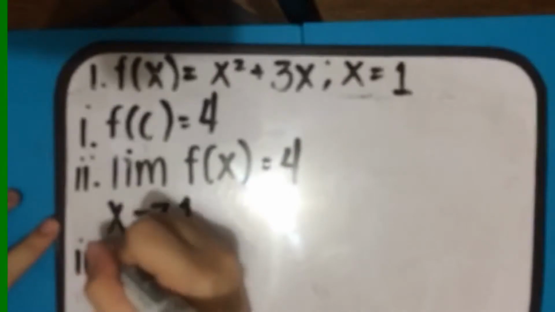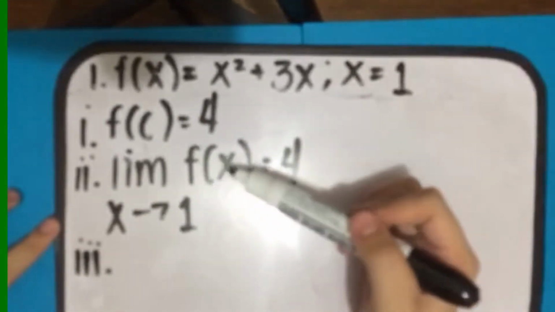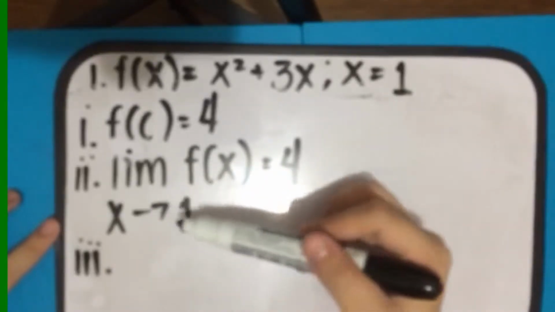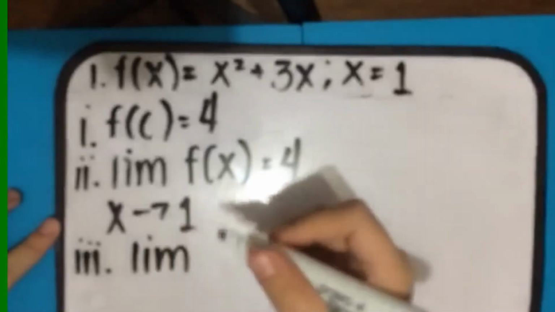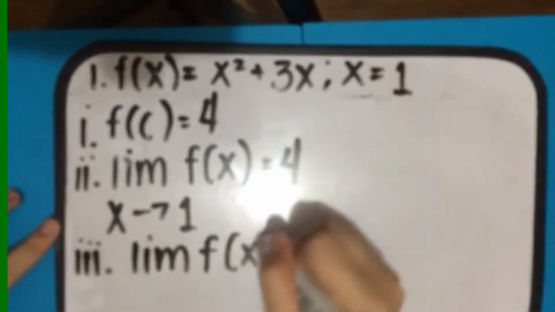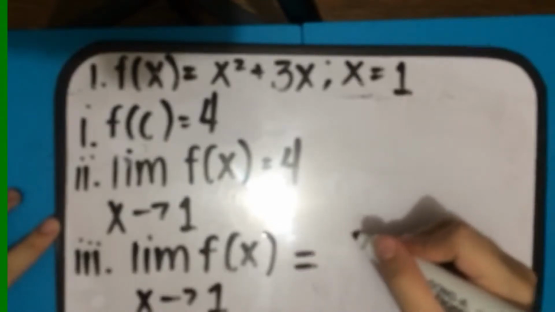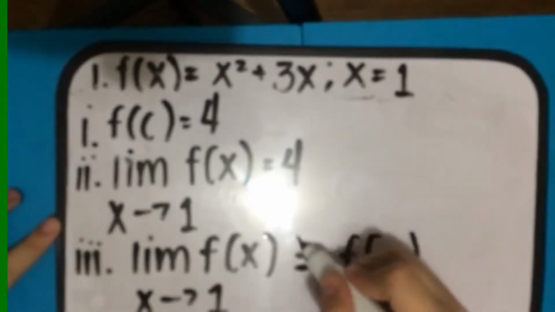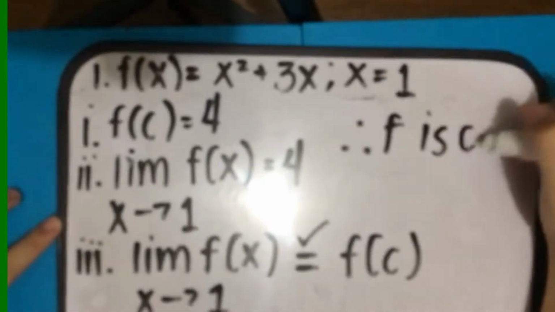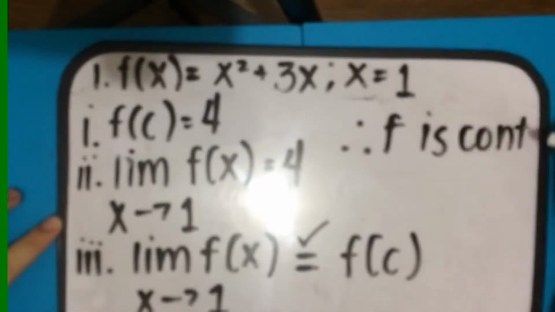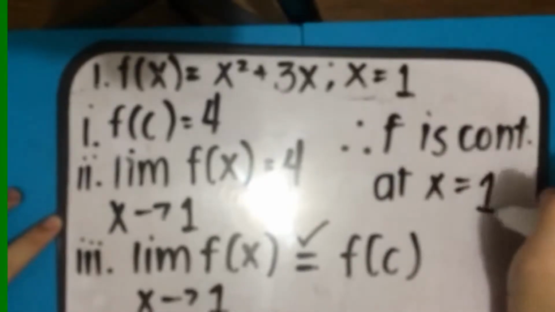Third condition. As you can see, f of c is equal to the limit of f of x as x approaches 1, so the third condition is met. Therefore, f is continuous at x is equal to 1.